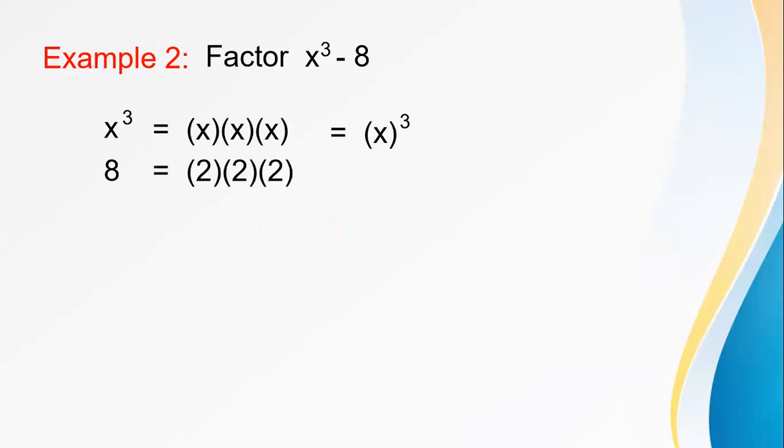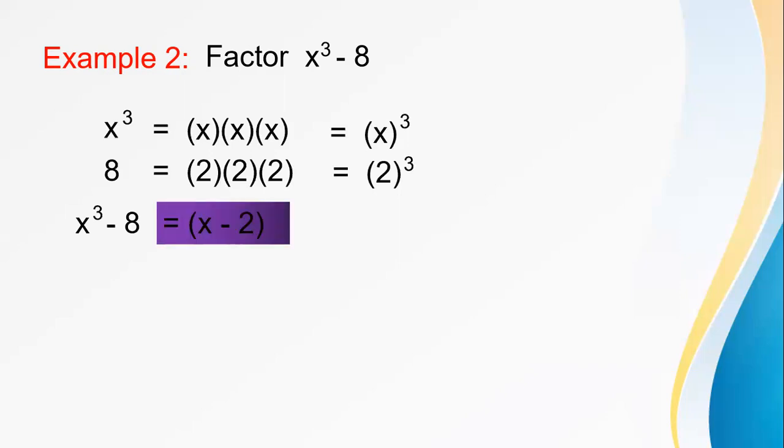8 is 2 times 2 times 2, or 2 cubed. Then according to the first step, get the cube root of the first and the last term. So therefore, x cubed minus 8 equals x minus 2. The cube root of x cubed is x. The cube root of 8 is 2. So we have x minus 2.